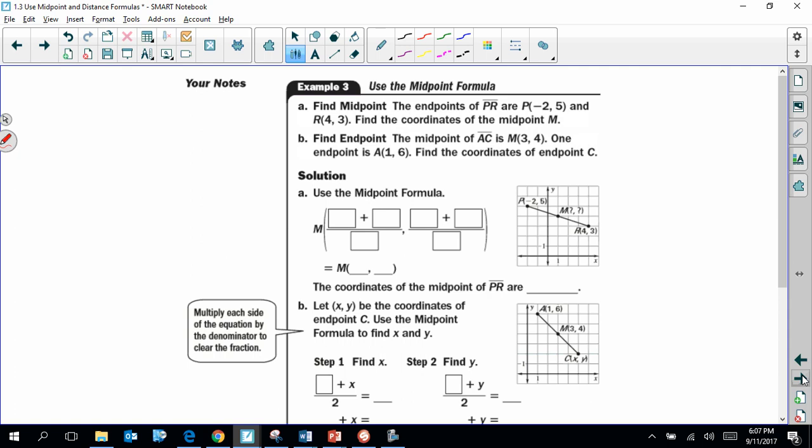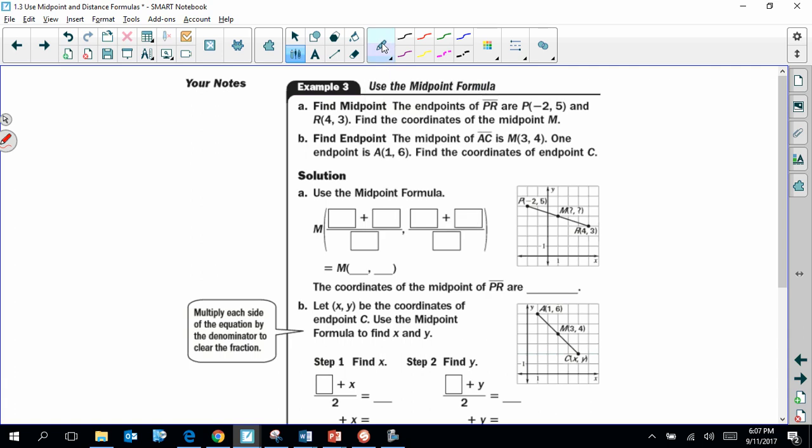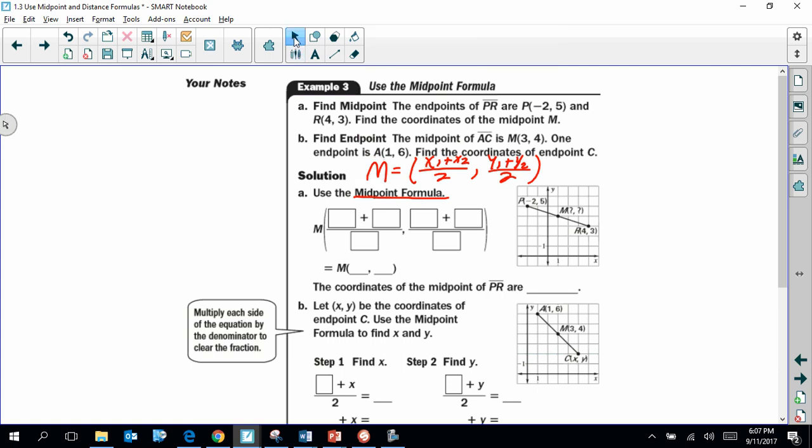Using the midpoint formula, and this is what I would encourage everybody to do here, anytime you use a formula, I really suggest that you write the formula down every single time you use it. So I'm going to say x1 plus x2 over 2 and y1 plus y2 over 2. That's how we're going to find the midpoint. Now I can start substituting my numbers. Whether you call point P point 1 or you call point R point 1, it really doesn't make a difference. We're still going to add the two numbers together, and we're still going to take half of that sum.